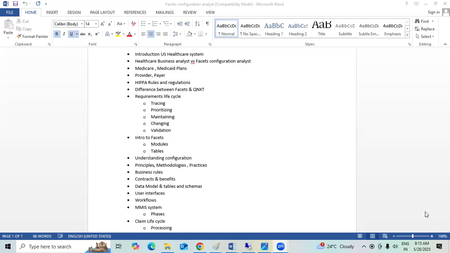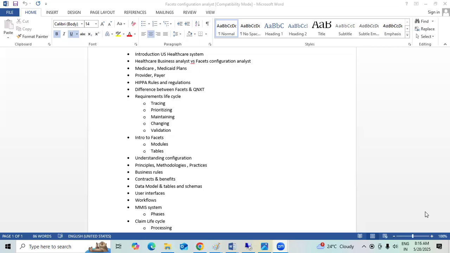Next, about the provider and payer, because provider systems are separate, payer systems are separate, which is called MMIS, Medicaid Management Information Systems, all that. So that understanding is also needed on a high level note. So this is all from the healthcare BA perspective we'll be learning. Okay, because as a configuration analyst, this basic part is required, followed by whatever HIPAA rules and regulations we have, etc.